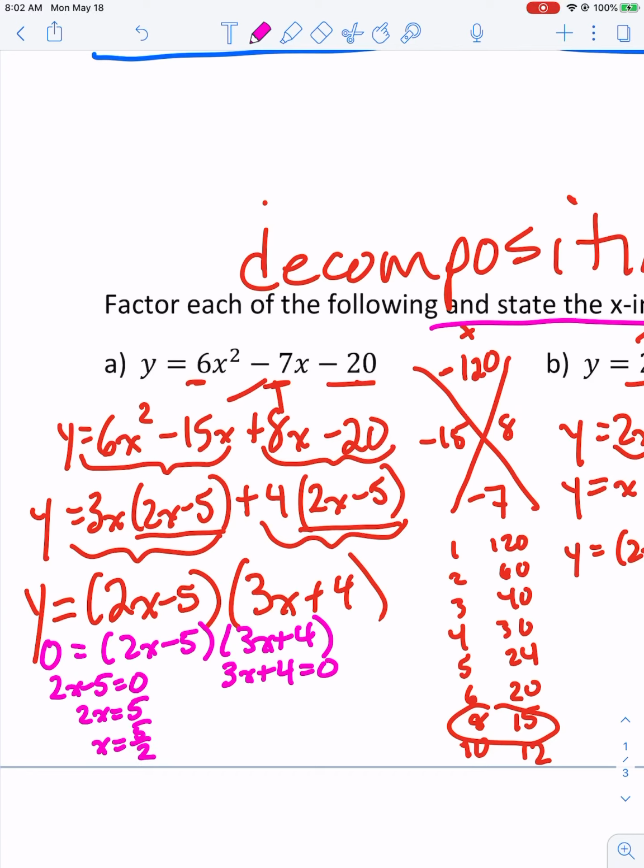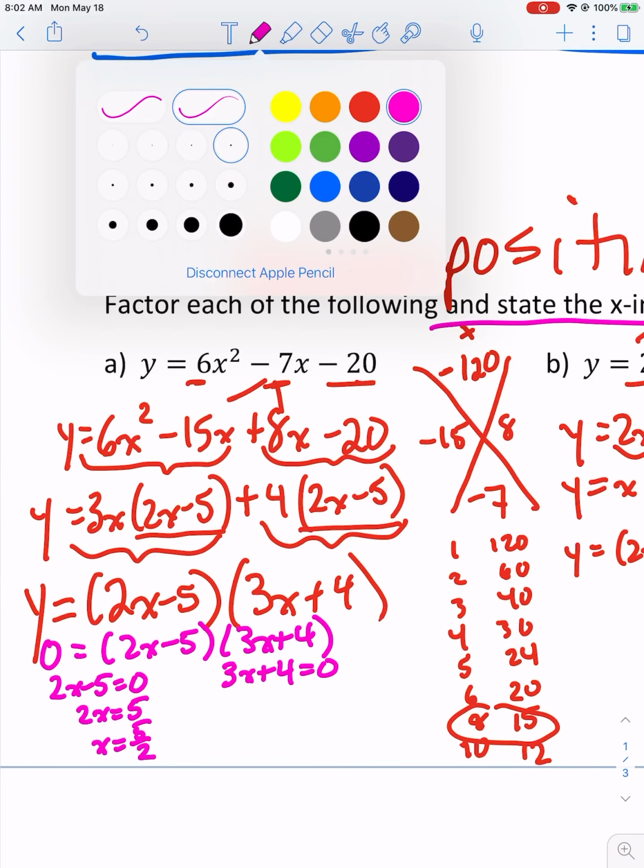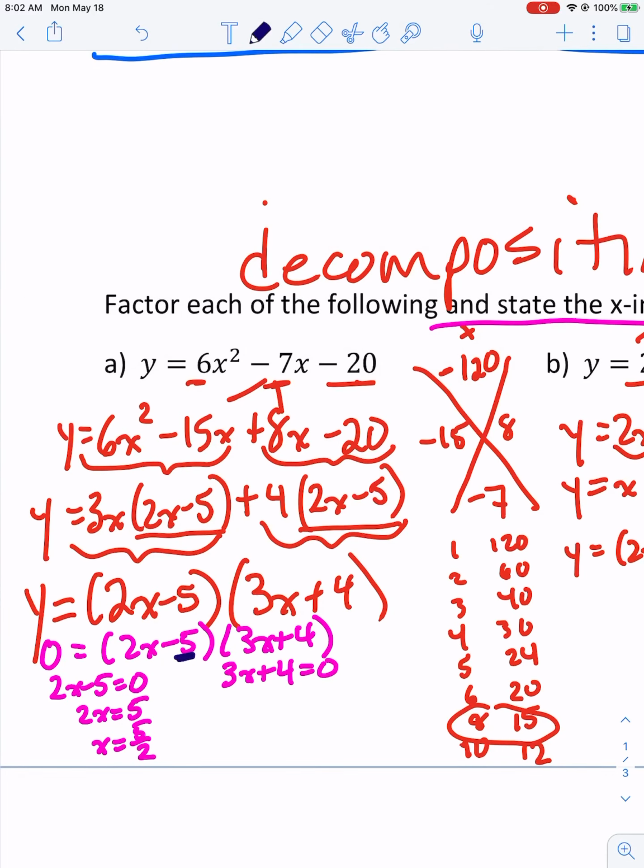Positive 5 halves. So notice that really just turned out to be this number divided by that number. So this is the constant. The minus 5 is the constant. I'll write that word up there. It's the constant. And then the 2, that's a coefficient, and it turned out to be constant over coefficient. And then the opposite sign of that.